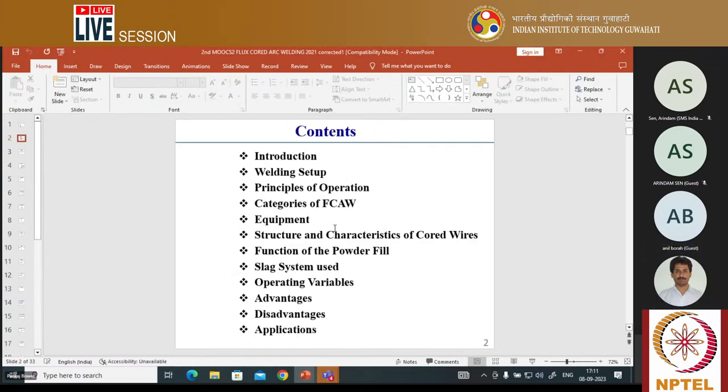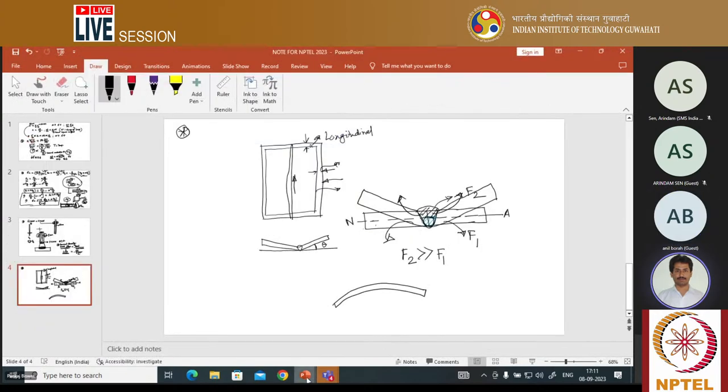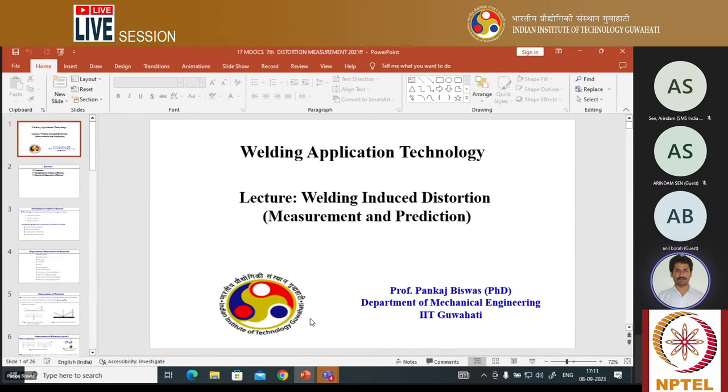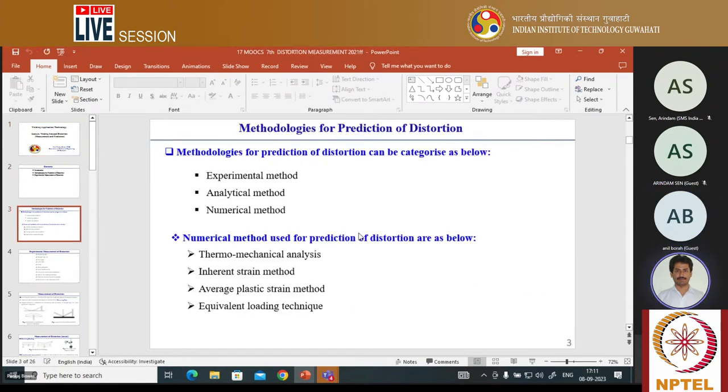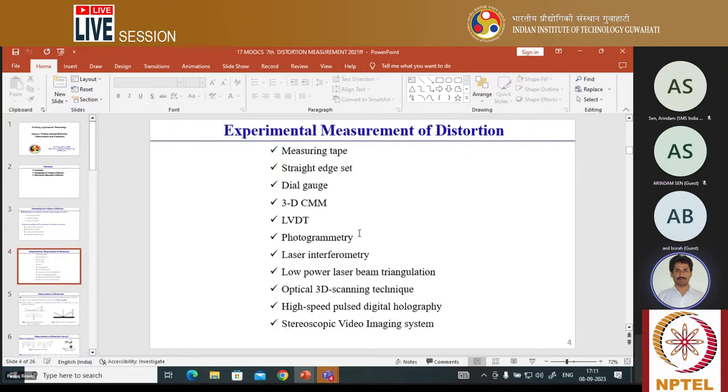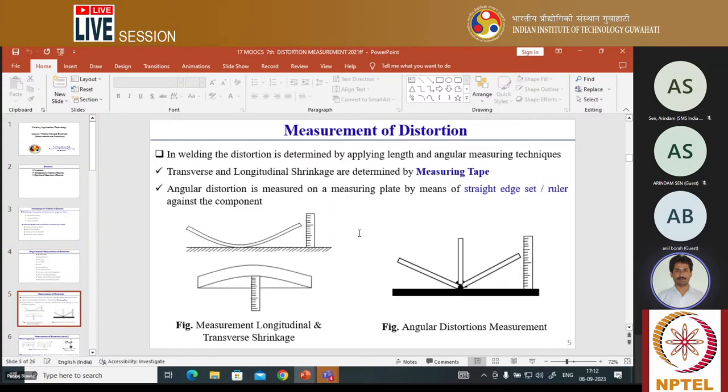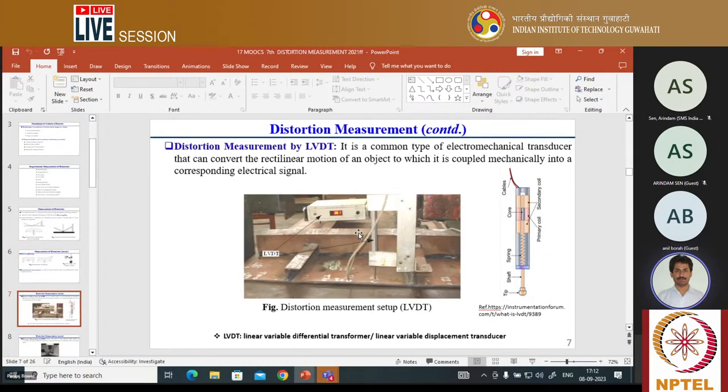Here you see, you can observe these things, like welding induced distortion, its measurement and prediction. I have shown here so many experimental measurement techniques. Here are around 10 different types of instruments by which you can measure this distortion: measuring tape, straight edge set, dial gauge, 3D, CMM, LVDT.